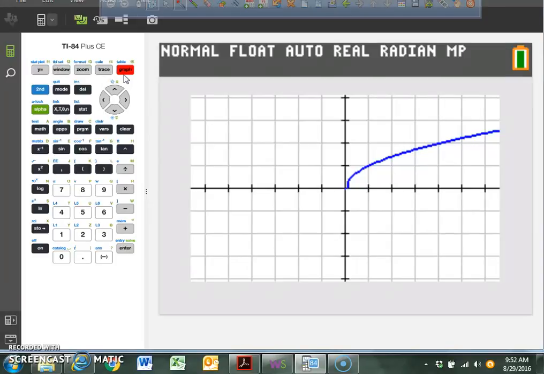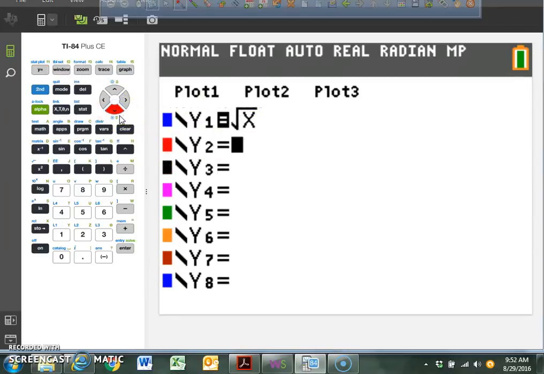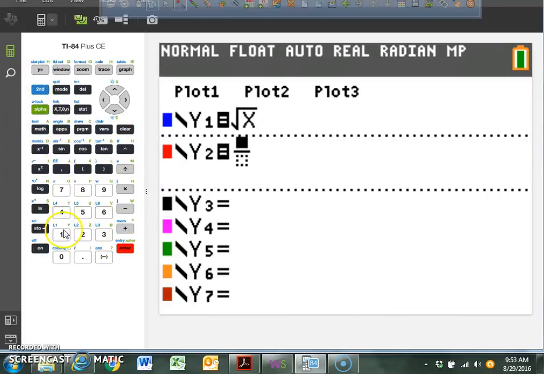The square root of x. So right here is what it should look like, the square root of x. Now how do you get there? You hit second x squared, and that'll give you your radical sign. Now what I want you to do is type in 1 divided by 3. Now if you don't like 1 divided by 3 like that, you can also hit alpha y equals enter. Put the 1 there, and the 3 there, and then hit second x squared and type in an x. Right arrow. All right, and hit graph.